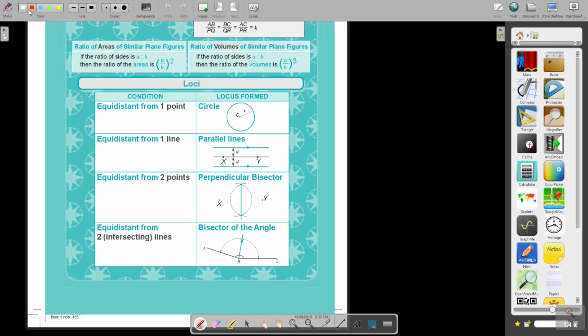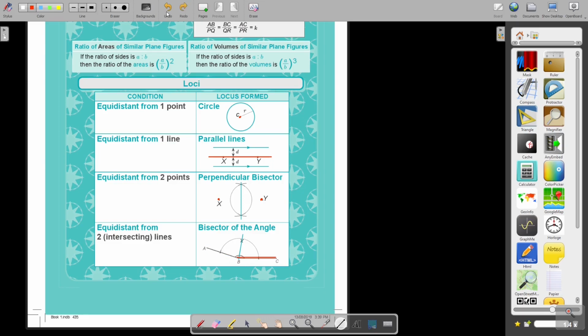Now if you look at this, as soon as you see it's equidistant from a point, equidistant from a line, equidistant from 2 points, or equidistant from 2 lines, that is the different locus. Let's just try to do that better.